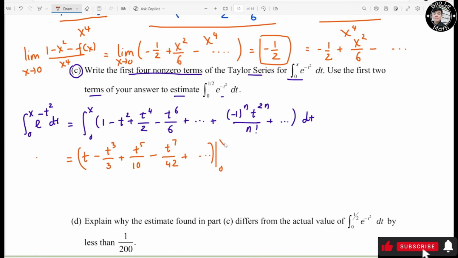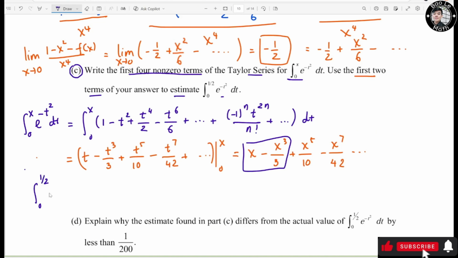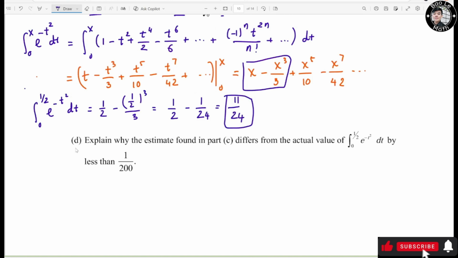Evaluated from 0 to s, it's going to be s minus s cubed over 3 plus s to the 5th over 10 minus s to the 7th over 42. So the first two terms are right here. The integral from 0 to 1 over 2 of e to the negative t squared dt is with x equals 1 half. So it's going to be 1 half subtract 1 half cubed divided by 3. So it's going to be 1 over 2 minus 1 over 24, which is 11 over 24.